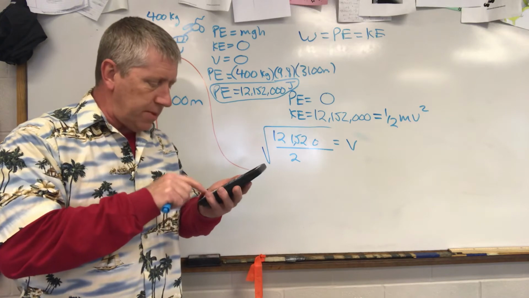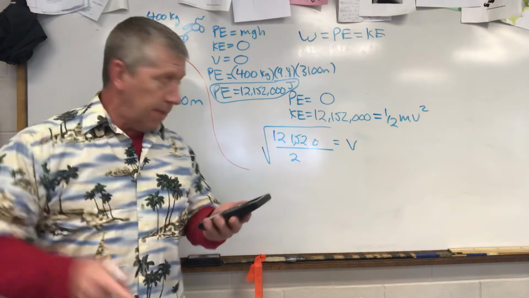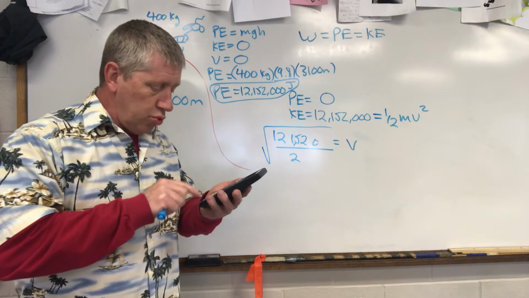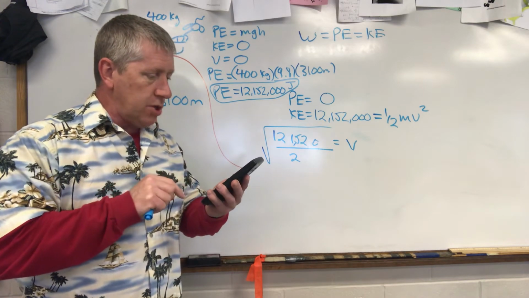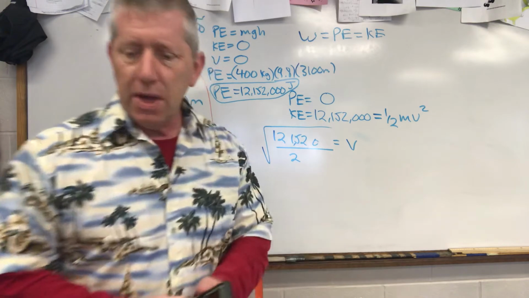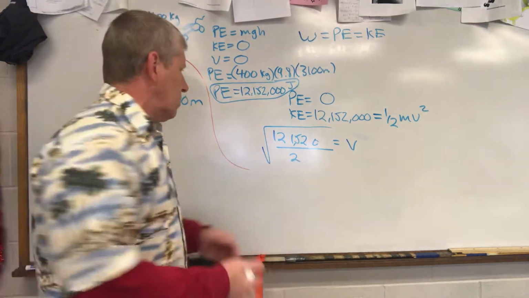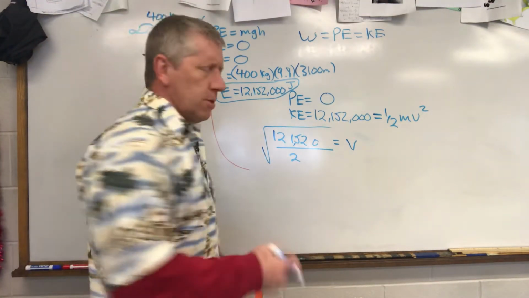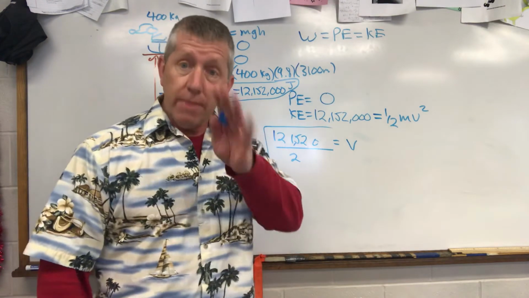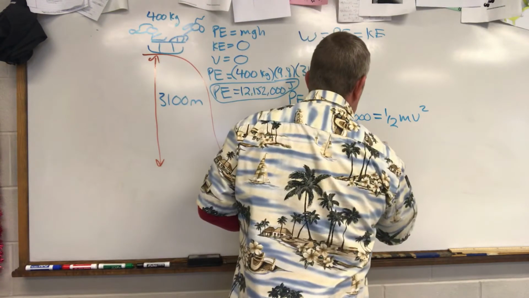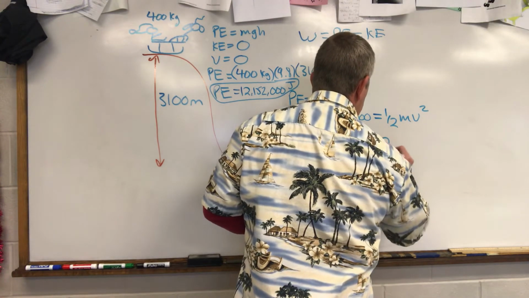121,520. I had the wrong number. 121,520. Divide by 2, second function square root, second function answer, and we get 246.5. I'm going to make that 247 meters per second. Again, 247 meters per second.